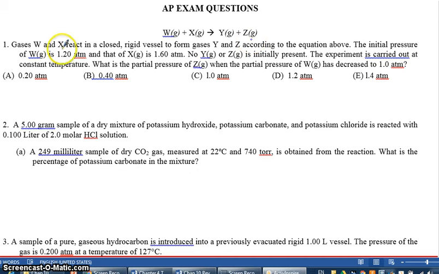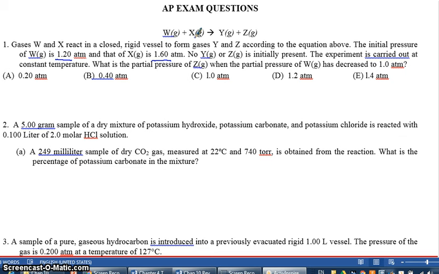If gases W and X react in a closed rigid vessel to form Y and Z, the initial pressure of W is 120 and that of X is 160. No Y or Z is initially present, which means we just have our reactants, no products. The experiment is carried out at constant temperature. What is the partial pressure of Z when the partial pressure of W has decreased to 1.0 atm?